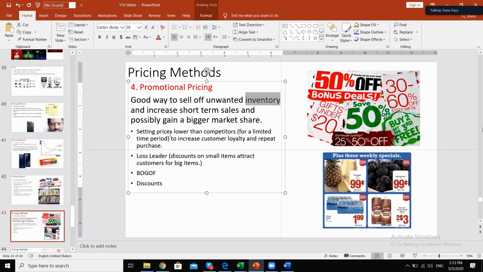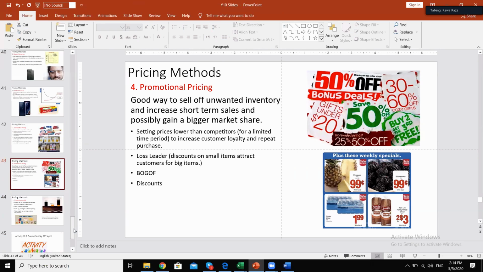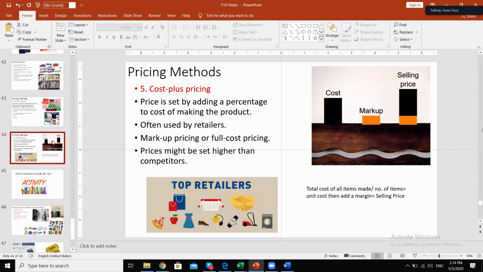Some businesses set prices lower than the competitors for a while. That's to increase customer loyalty and repeat purchase. So again, that table just summarizes all the points that we've talked about so far. So you can use it as a good way to review what we have taken so far.